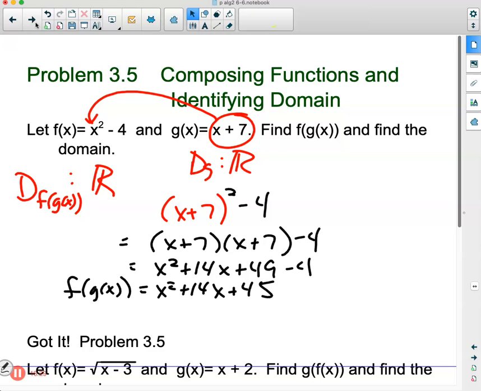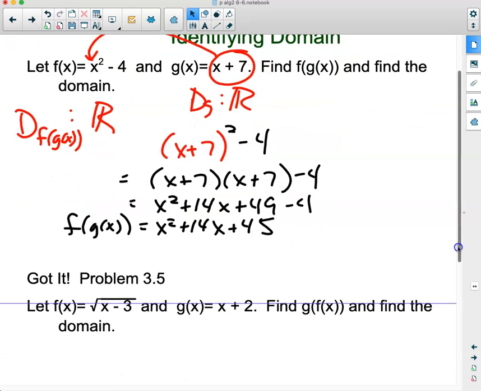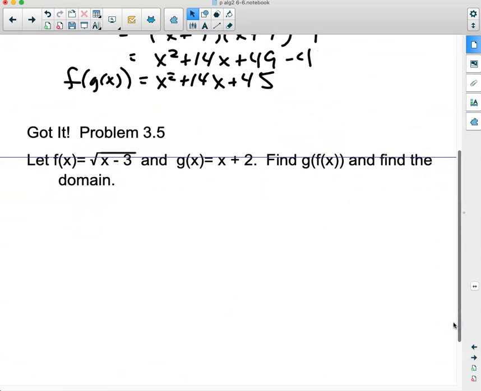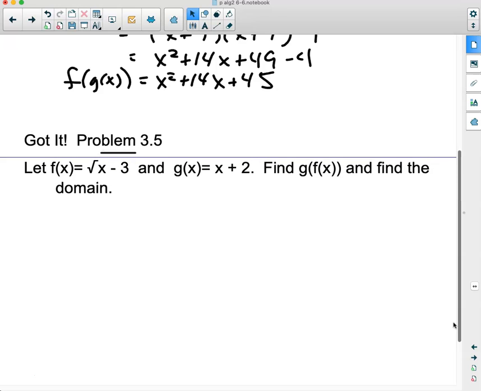All right, so let's talk about another one. This time we have f of x is the square root of x minus 3, and g of x as x plus 2. And we are supposed to find g of f of x. And of course, talk about the domain, but we're going to do that first.